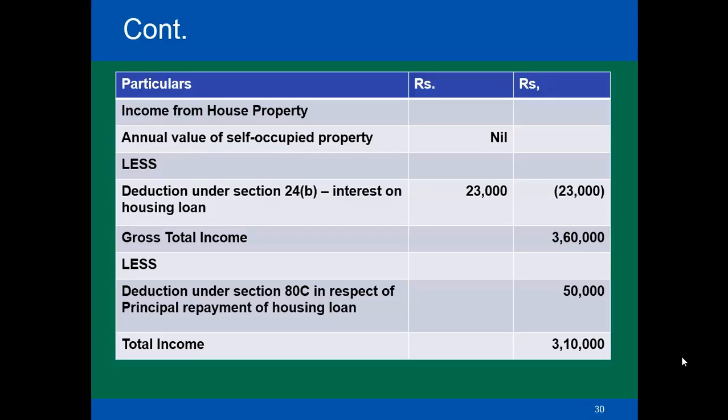Now he will be allowed a deduction under section 80C in respect of the principal repayment of housing loan for rupees 50,000. So now his gross total income which is 3,60,000 and he will be allowed a deduction under section 80C after taking account the deduction of 50,000. The total income would be 3,10,000 for Mr. Raju.